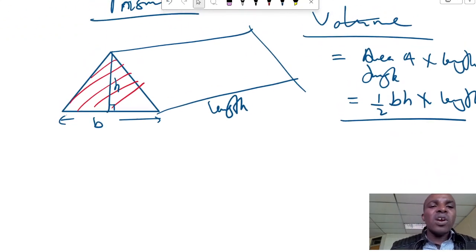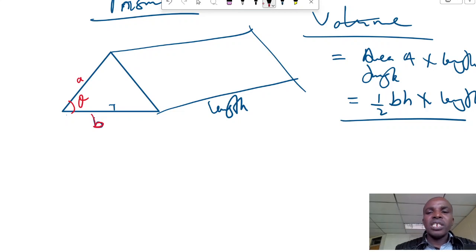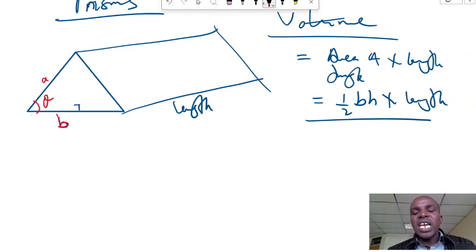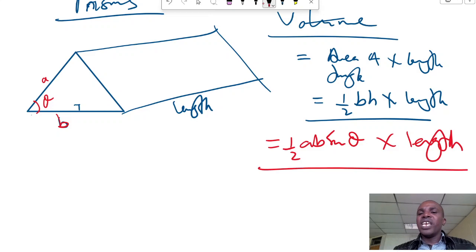Now let's say my triangle, maybe there is an angle. Maybe I have my angle theta, then I have this A and this one is B. So I can say with the same concept, area of a triangle will now be half AB sine theta, then times length. That will be the volume of this solid. Please take note of that part.